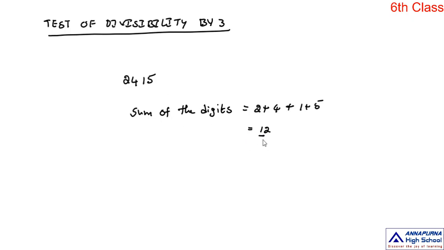What is the sum of digits? 12. Is it divisible by 3 or not? Yes, it is divisible by 3. 12 is exactly divisible by 3. 3 fours are 12, remainder 0.